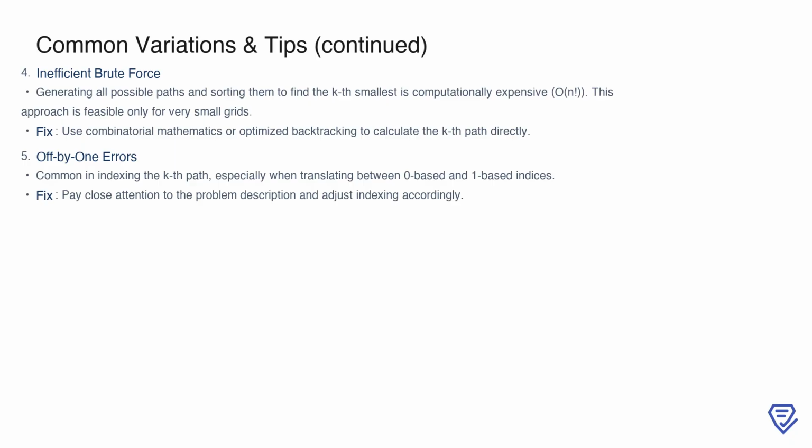Additionally, off-by-one errors are a frequent source of mistakes, particularly when indexing the kth path. This often arises from confusion between zero-based and one-based indexing. Careful attention to the problem's description and consistent indexing adjustments can help avoid this issue.